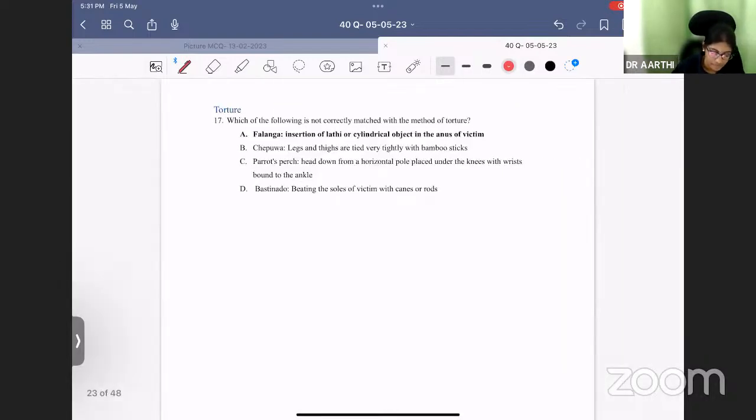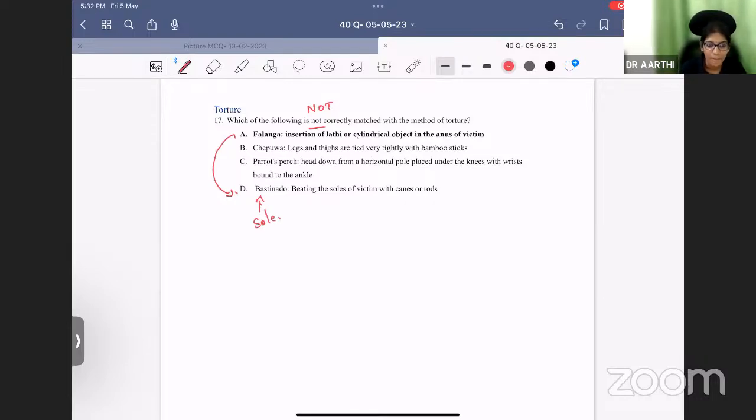Okay. Next, they have given the different forms of torture and they have asked which of the methods is not correctly matched. NOT, not correctly matched. Okay. Let's go from the lower part. Destinado, beating a person's sole, right? It is the sole. The other name for destinado is falanga.